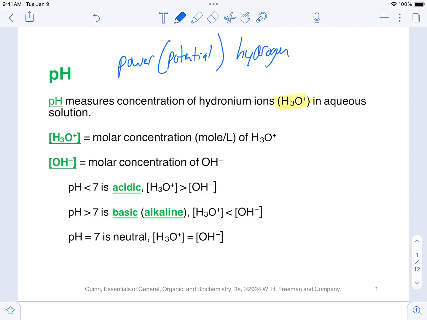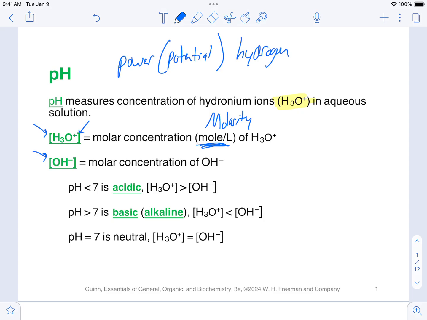So if we have these brackets here, that stands for concentration. So whatever we have inside, this says the concentration of H3O plus. And this concentration is usually in terms of mole per liter, or big M, which stands for molarity. So we have that. We have the concentration of our OH minus, our hydroxide ions.